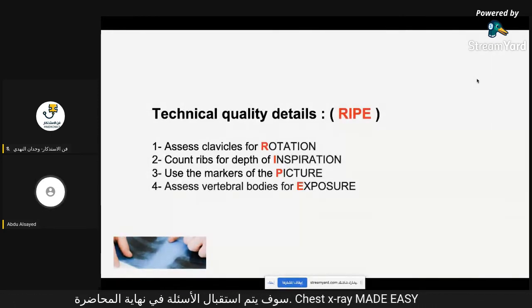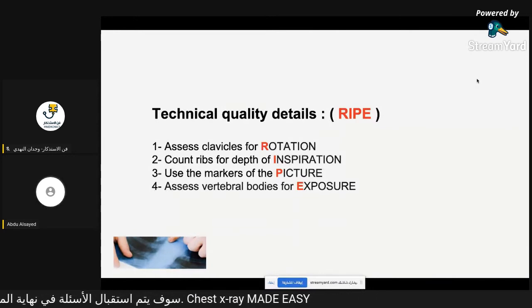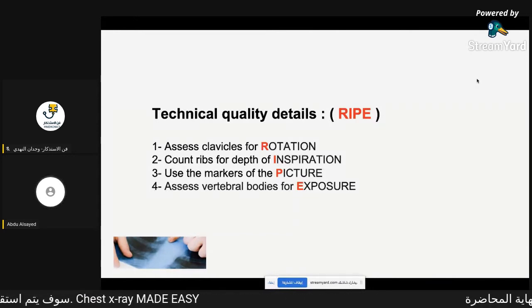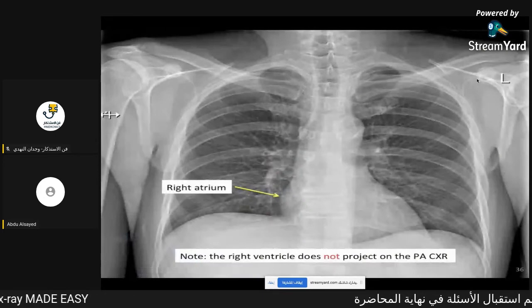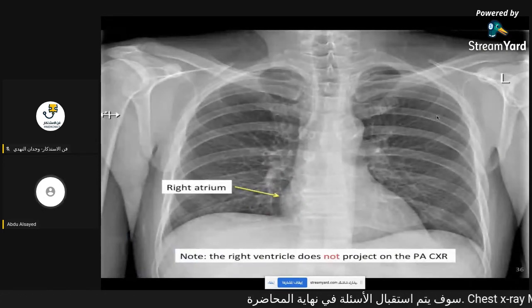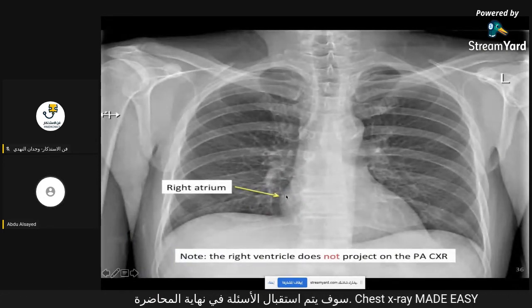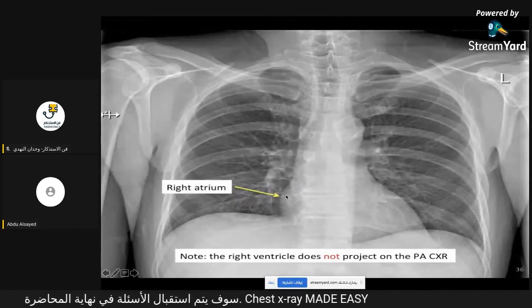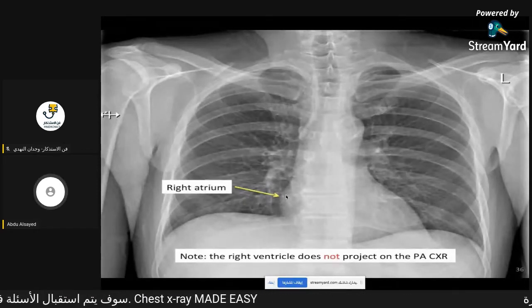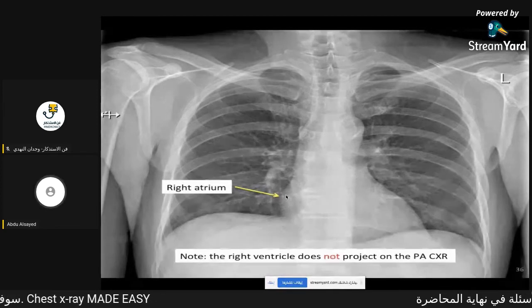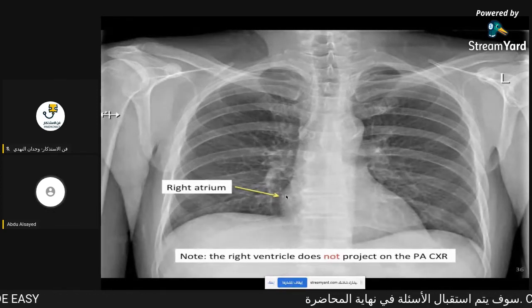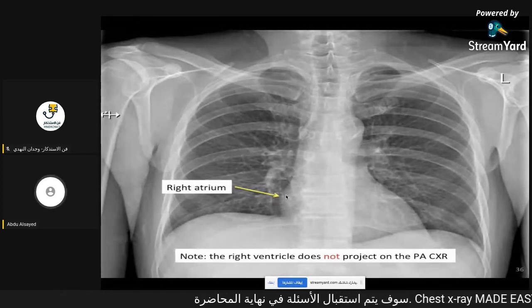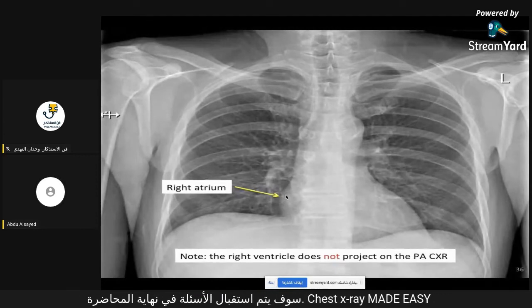This is the right atrium, as we can see in this X-ray. The yellow arrows show the right atrium and right ventricle. They cannot be projected on the posteroanterior X-ray. This is the left atrium. This is the left ventricle. This is the aortic knob or aortic arch area, and this is the descending aorta.